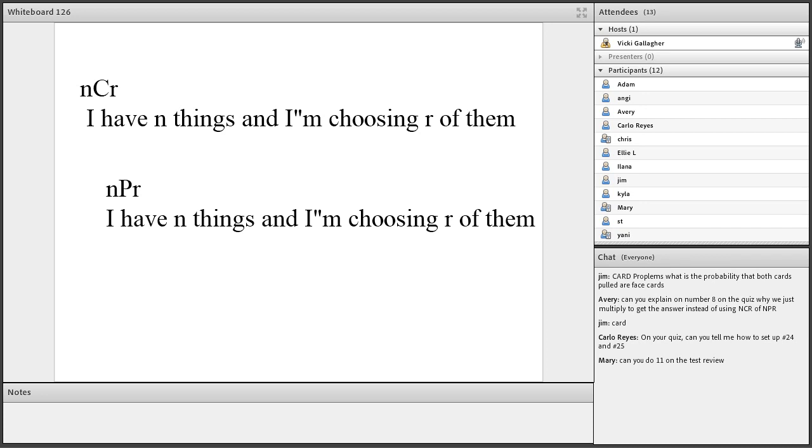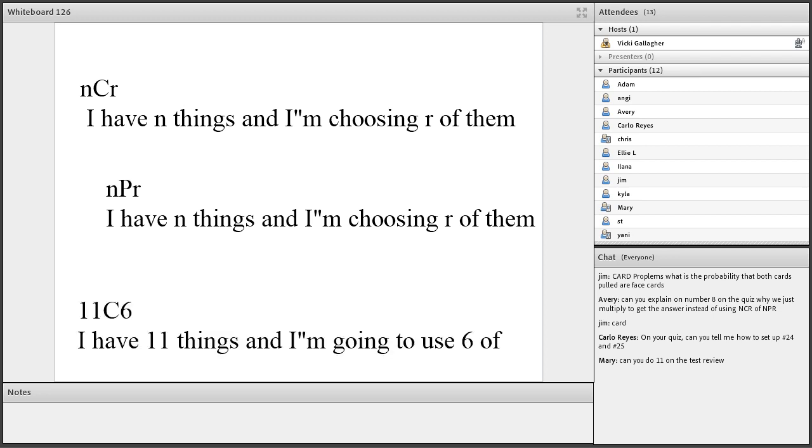So when you're reading question 8, I had a lot of students who tried to use NCR. And so what they wrote down on their papers and what they calculated was 11C6. And you have to remember that what that means is I have 11 things and I'm going to use 6 of them. Now, if we think of that in the context of the problem, that doesn't make any sense. I'm not choosing 6 things. I'm choosing 2 things, and this is why we're doing fundamental counting principle instead.